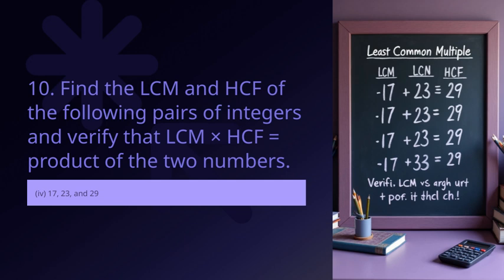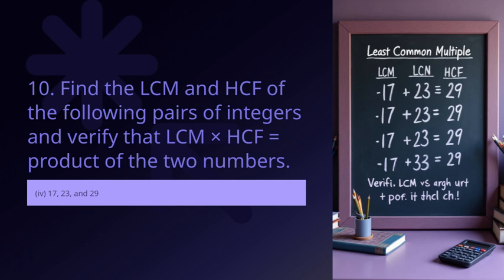Now let's look at the numbers 17, 23, and 29. These are interesting because they are all prime numbers. When finding the LCM and HCF of pairs involving these, the prime nature makes the process straightforward. Remember, the HCF, or highest common factor, is the greatest number that divides both numbers exactly.